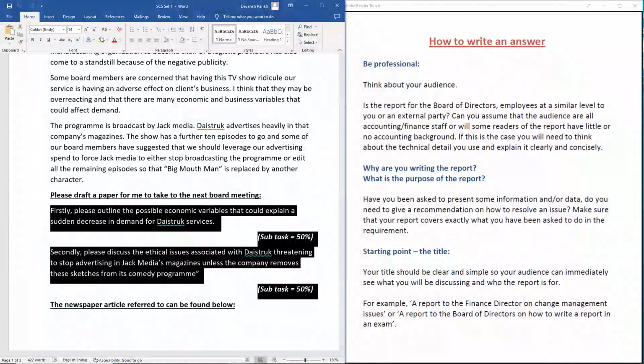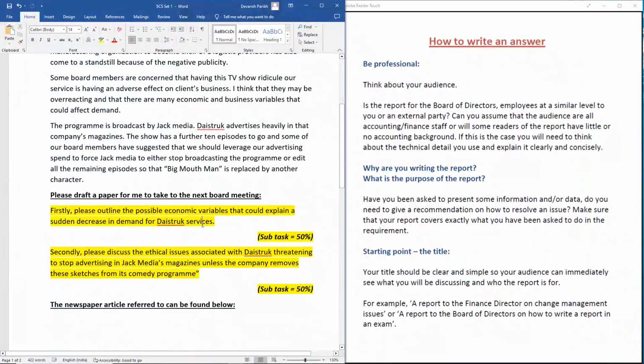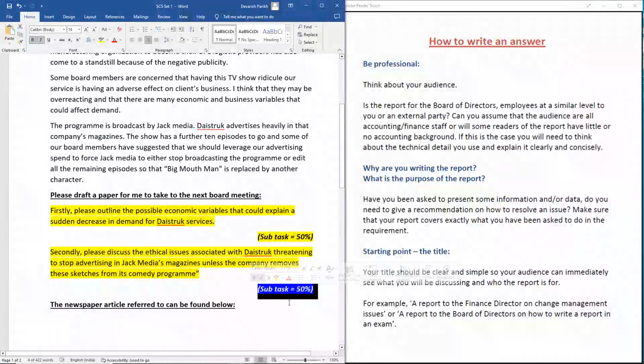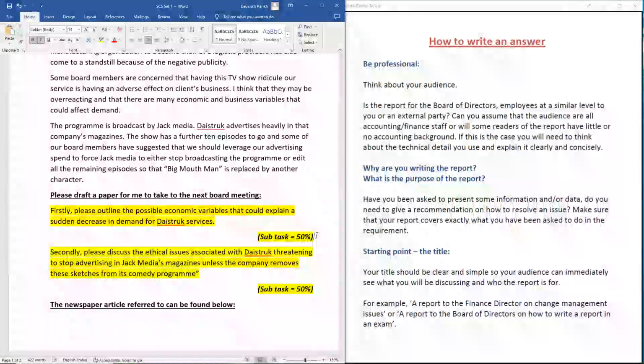This is how the task will be in the exam as well. And how do you figure out the task? You'll see the subtask 50%, 40%, 60%, 70%. I'll tell you what it means, but generally just above, 2 lines above this 50% will be your task. The task is what you have to answer. The task is exactly what they want an answer to, nothing else.